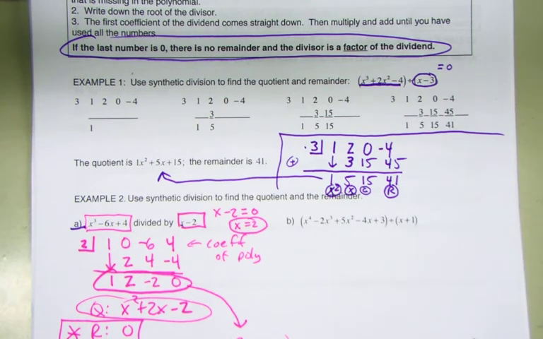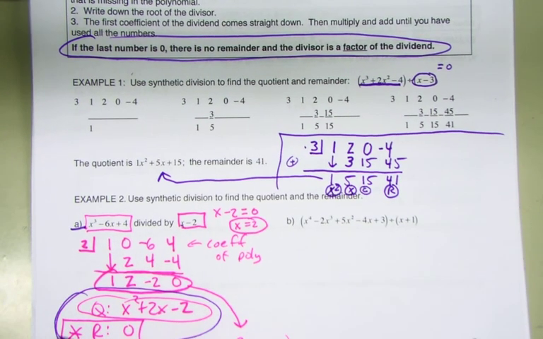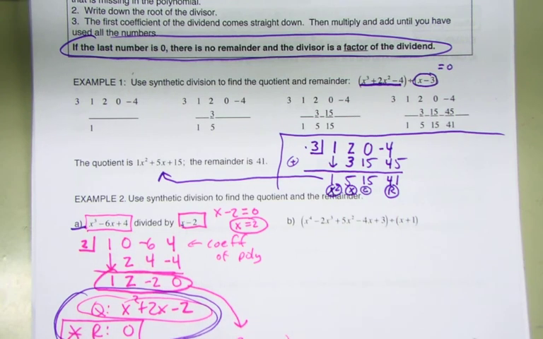Yes? So for like A, in that case, the answer is like the quotient. Yeah, like so this whole thing would be the answer right here. Quotient is that, remainder is that. Okay? All right.